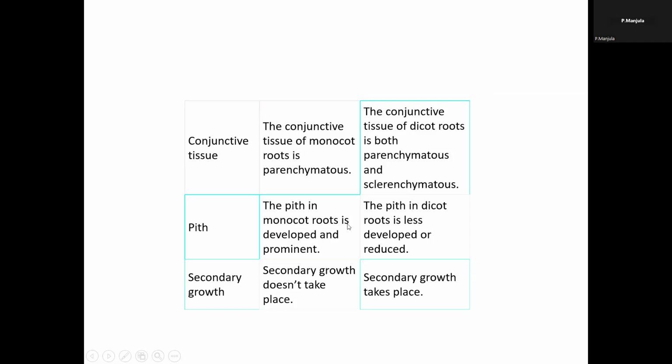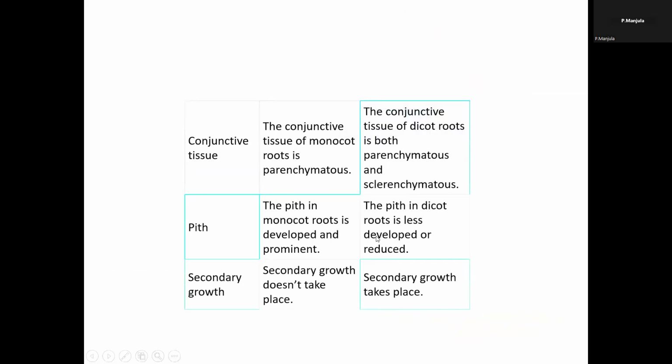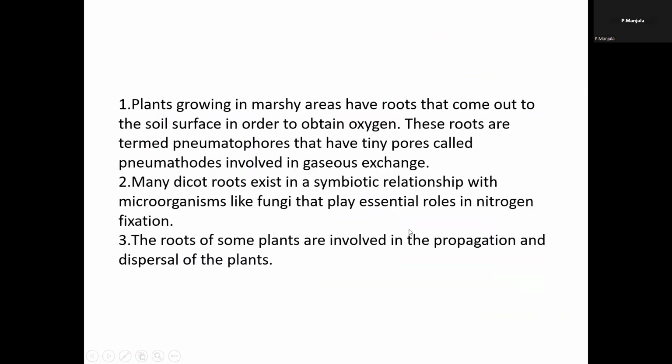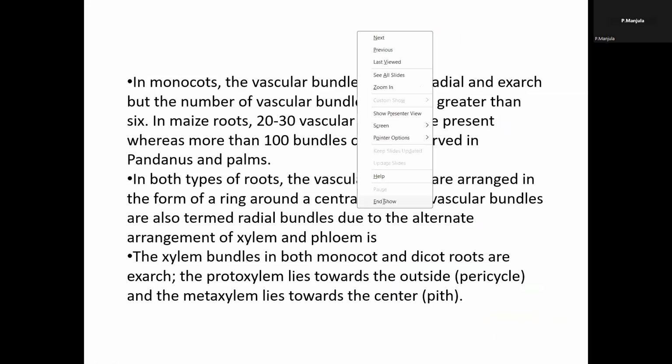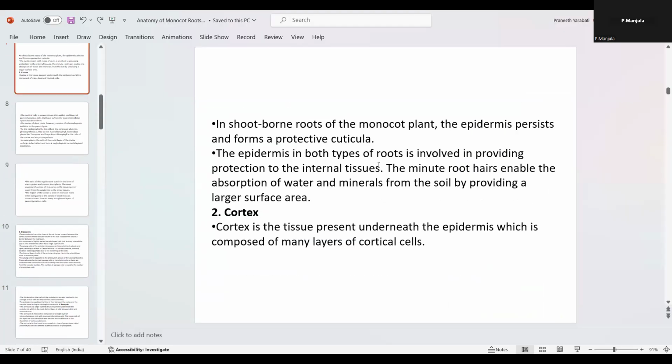Next one is the pith. The pith in monocot roots is developed and prominent, whereas in dicot roots it is less developed or reduced. Secondary growth does not take place in the monocot root, whereas secondary growth takes place in the dicot root. So this is about the internal structure of dicot and monocot root and the differences between dicot and monocot root. Okay. Any doubts?